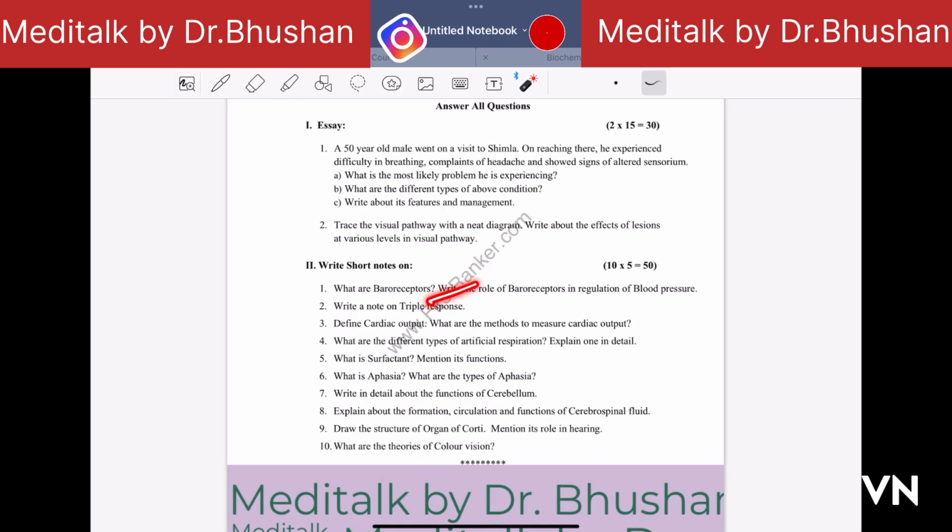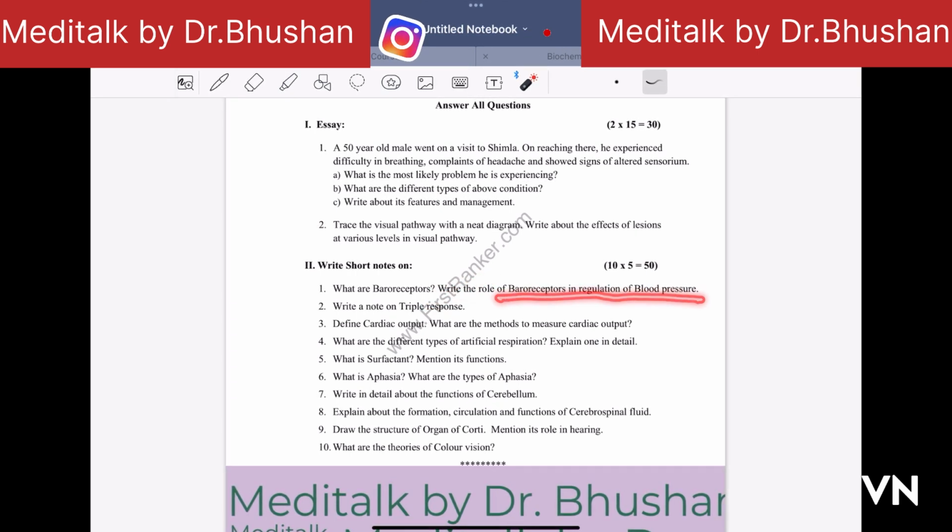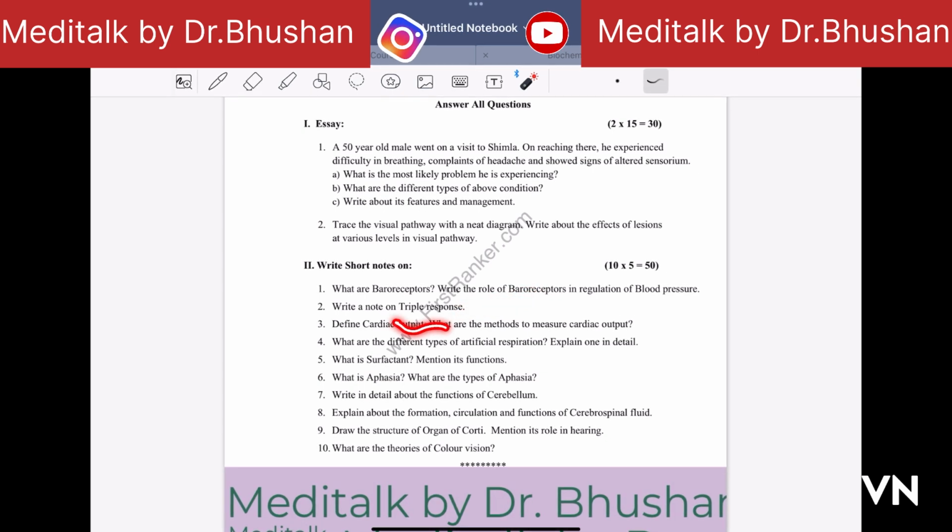Second, short notes. What are baroreceptors? Write the role of baroreceptors in regulation of blood pressure. Write a note on triple response. Define cardiac output. This is also repeated. What are the methods to measure cardiac output?